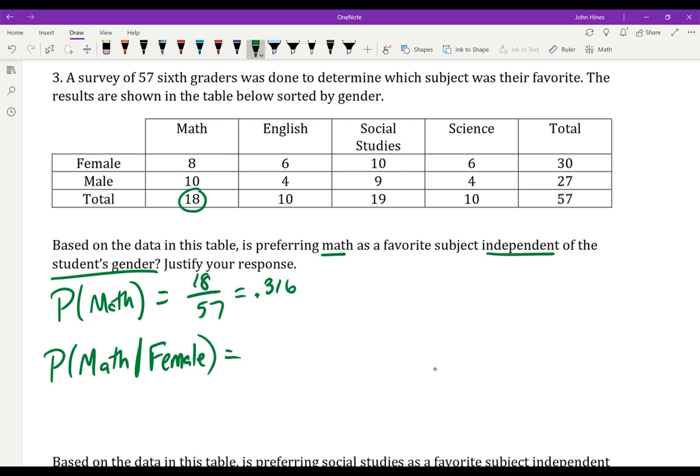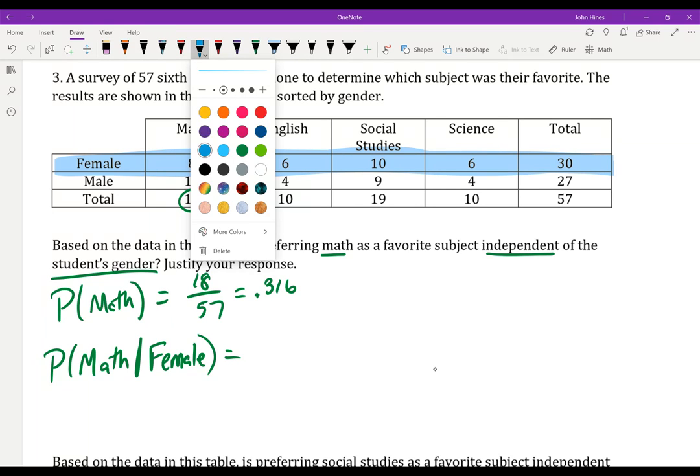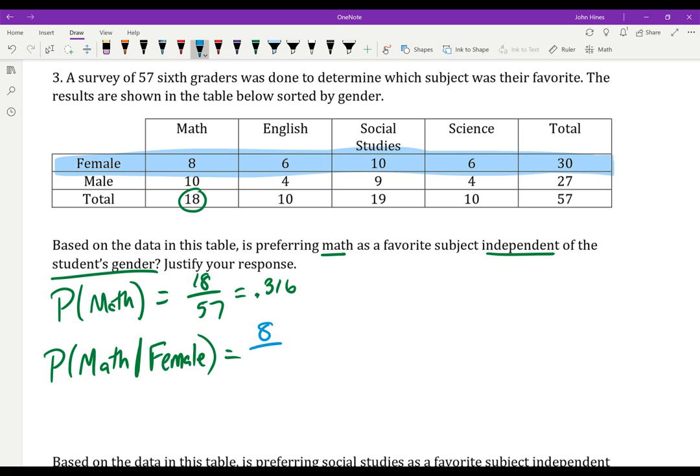So I'm only looking at the female row. I'm only allowed to pick from the female students. From them, what's the probability that someone likes math? Well, 8 out of 30. I found a conditional probability there. Math given female. 8 out of 30 comes out to be 0.267.